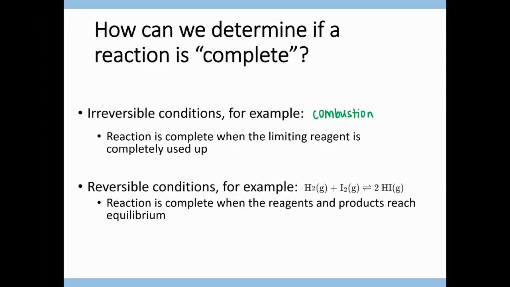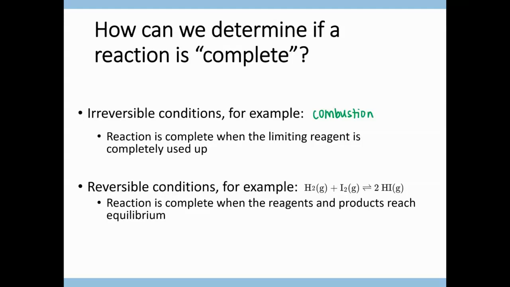So we know that's over when the limiting reactant is used up. We can also tell how much product will be present based on the amount of the limiting reactant. But if we have reversible conditions, the reaction really isn't ever over. We can think about it being over or stable once it reaches equilibrium. Then we're not seeing any change in the amount of products or reactants. So for a reversible reaction, the reaction is complete when it reaches equilibrium.